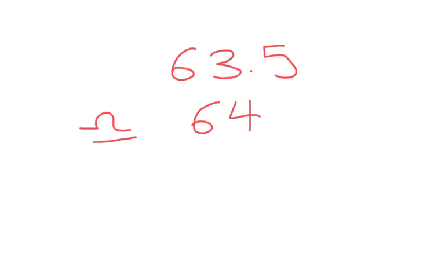Correct 63.5 to the nearest whole number. So whole numbers are without fractions, but here we have 0.5, which is a fraction. So if we round up this fraction, since it's up to 5, it will add 1 unit to this 3 unit we have here. So we'll have 64, which is a whole number.